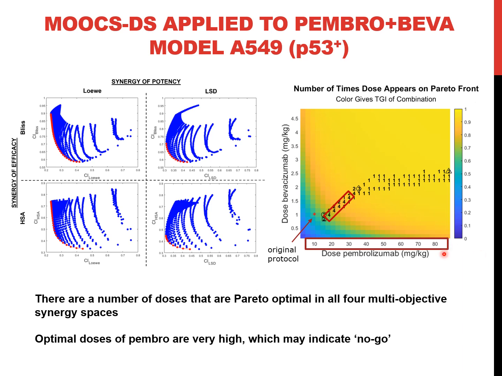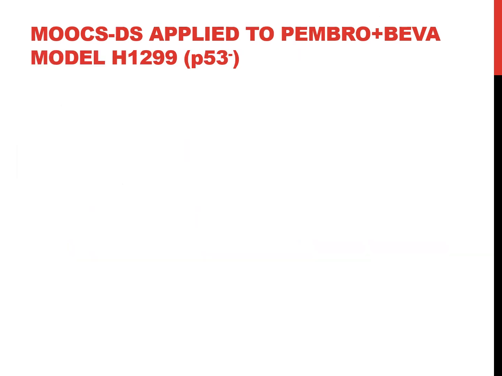Unfortunately, if you take a look here, these doses are really, really, really big. So chances are, yes, maybe we would be able to get really good effect. So color gives the TGI, so tumor growth inhibition of the combination. The super yellow would be full elimination. Yes, we can get some nice output here, but it probably will be way too toxic. So if I were making a decision for this cell line, I would say this is a no-go.